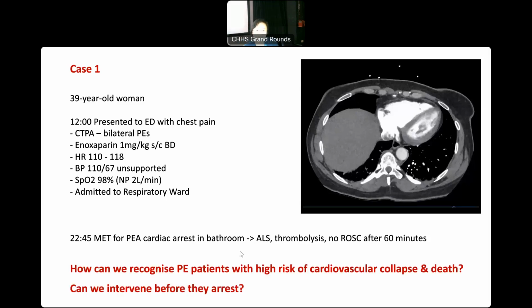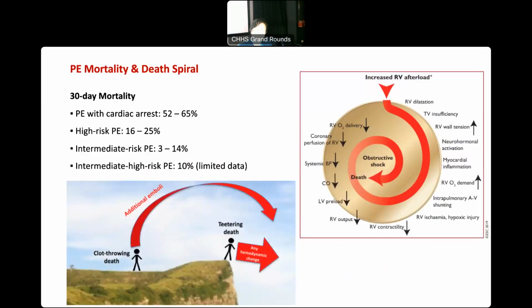How can we recognize PE patients with high risk of cardiovascular collapse and death? Can we intervene before the arrest? Over the years, we have improved our standard protocolized treatment for PE, but this talk is going to focus on sick, severe cases. You can see the 30-day mortality in patients with cardiac arrest, high-risk PE, and intermediate-risk PE.